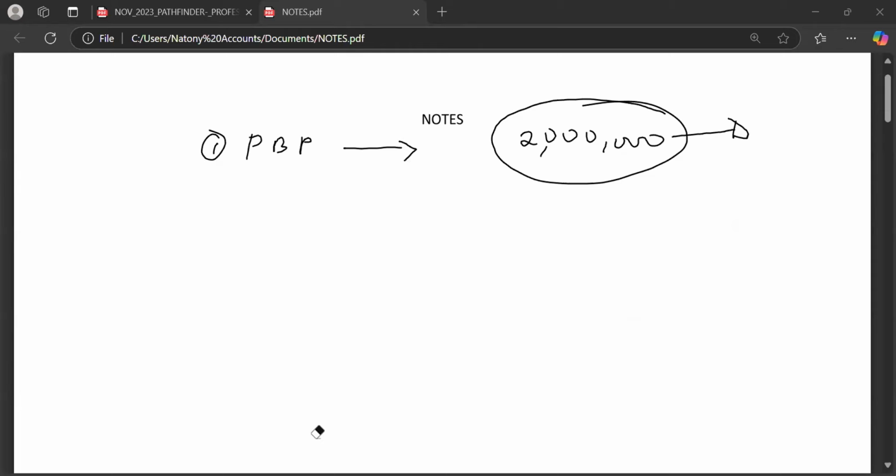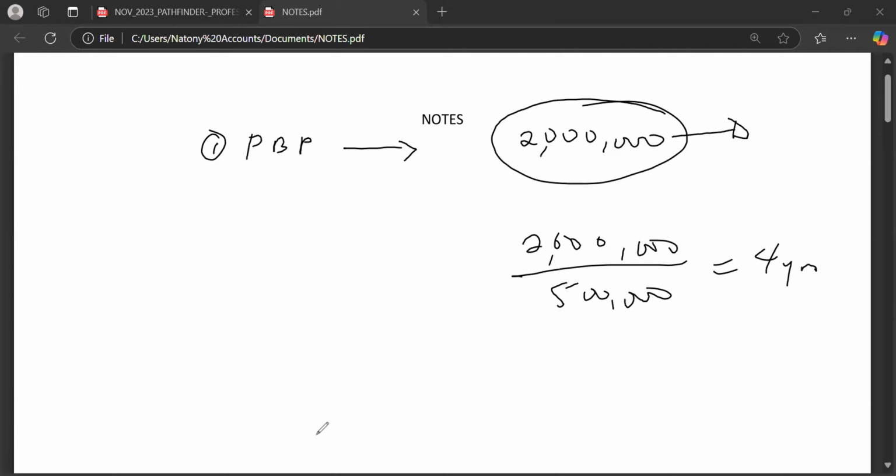Let me assume that you are expecting 500,000 annually. If I'm expecting 500,000 annually, how many years will this investment pay itself? So 2 million naira over 500,000 naira. This will be 4 years. So for an even cash flow, you just do the total outlay divided by the annual expected cash flow, and that will give you the payback period.